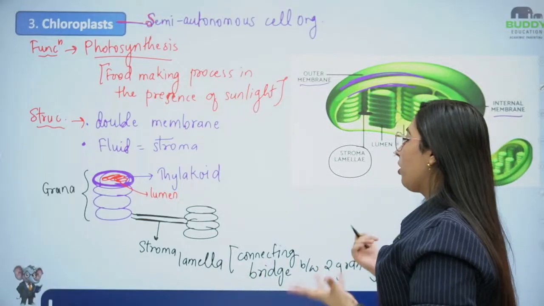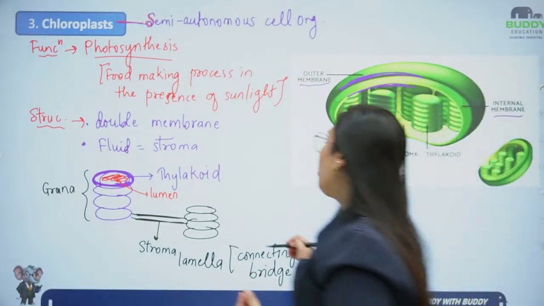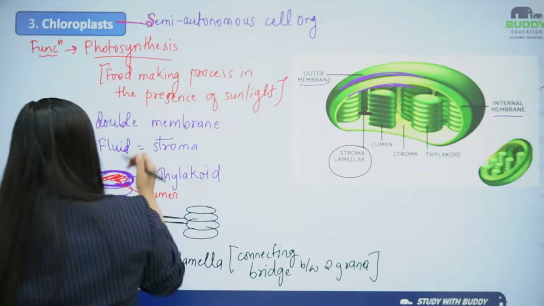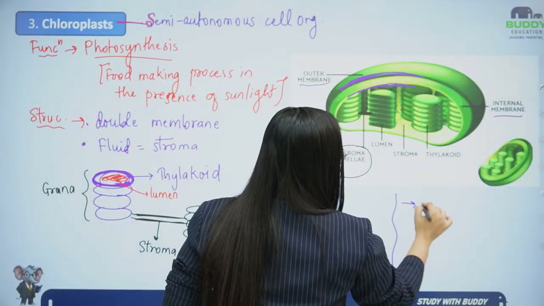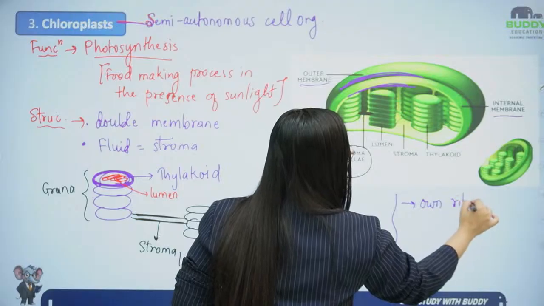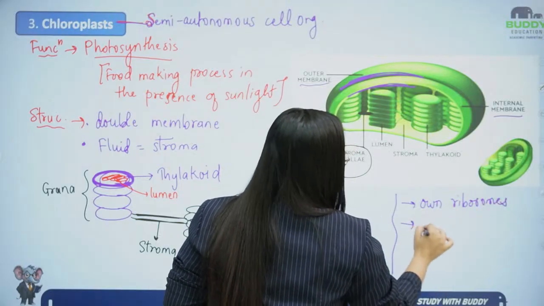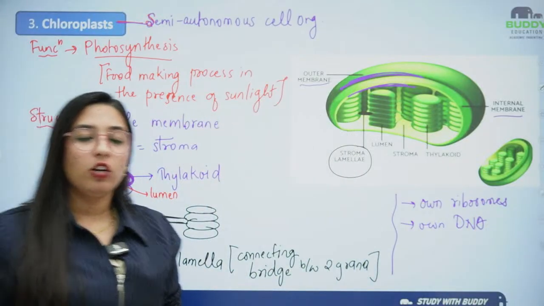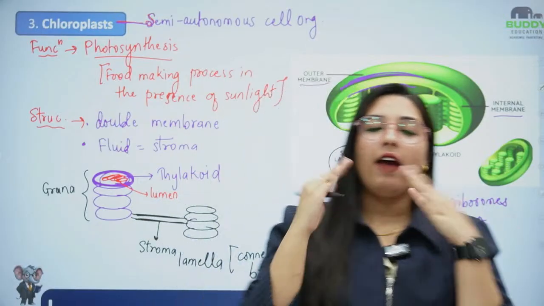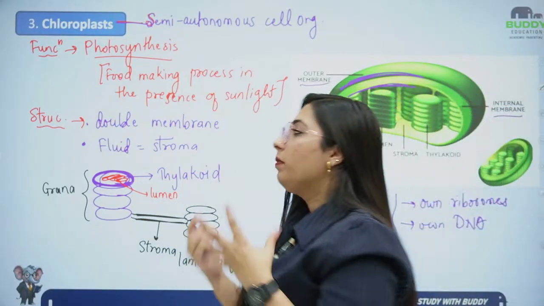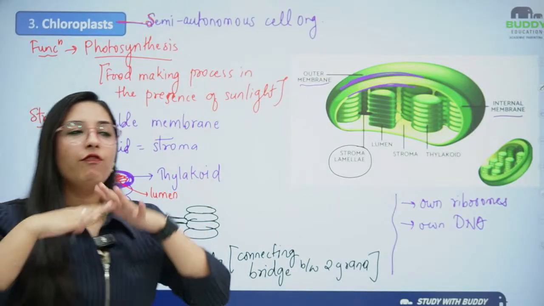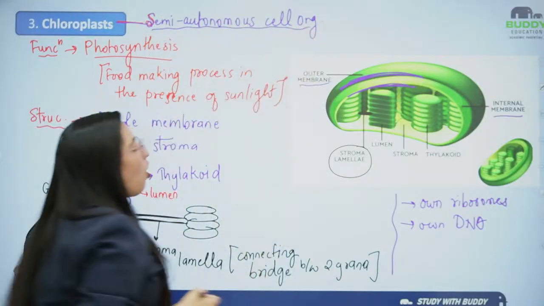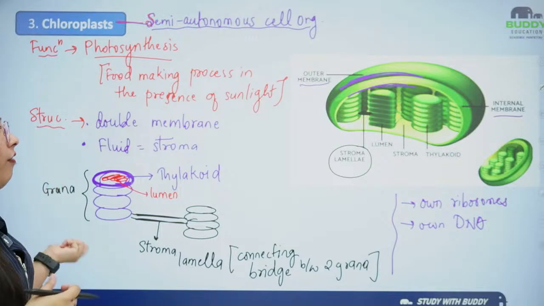When I am talking about this, its structure also consists of its own ribosomes. Apart from this double membrane, it also consists of its own ribosomes. It also consists of its own DNA. As I have already told you, these are semi-autonomous cell organelles. So they have their own fluid, their own ribosomes, their own DNA. So basically, these are running on their own and with the cell also. That is why these are known as semi-autonomous cell organelles. So this is the structure of chloroplast.